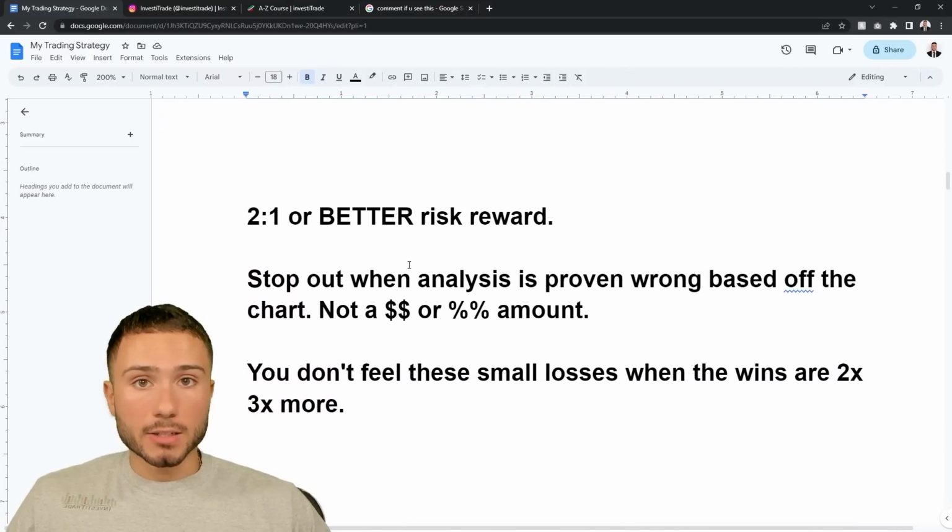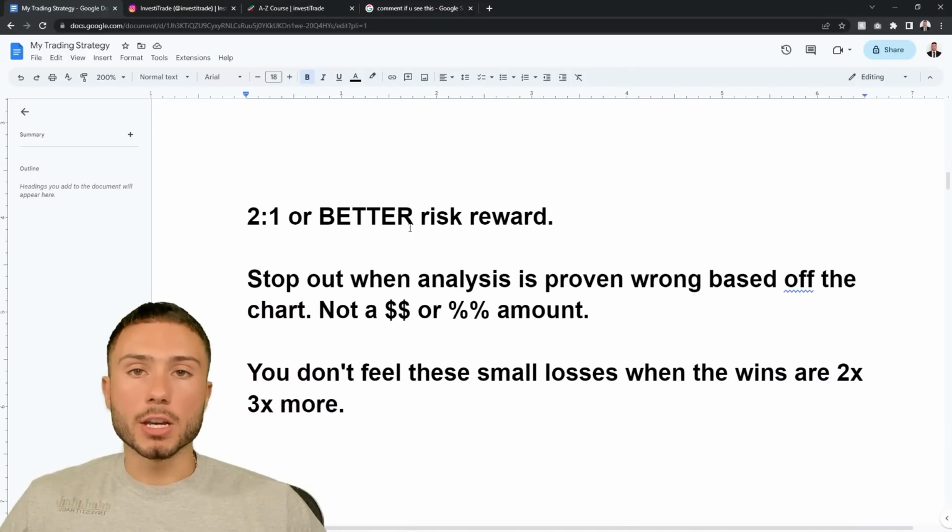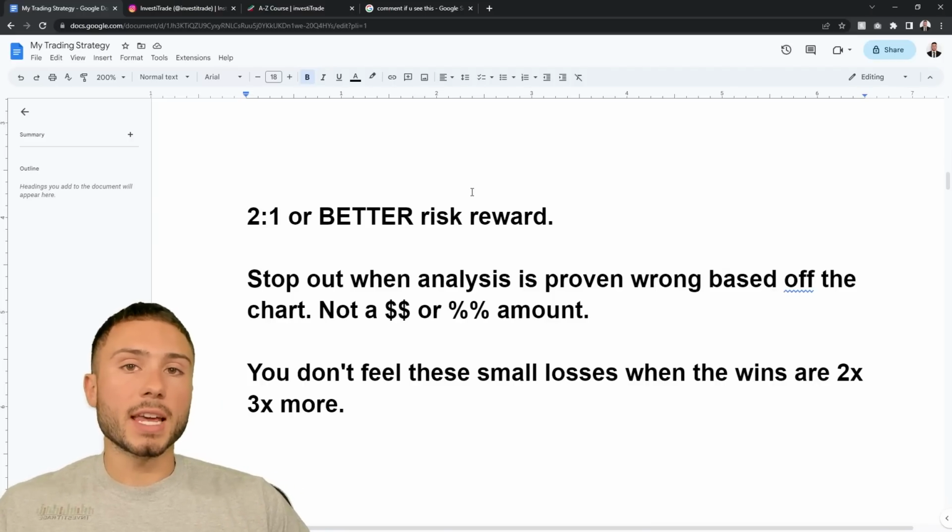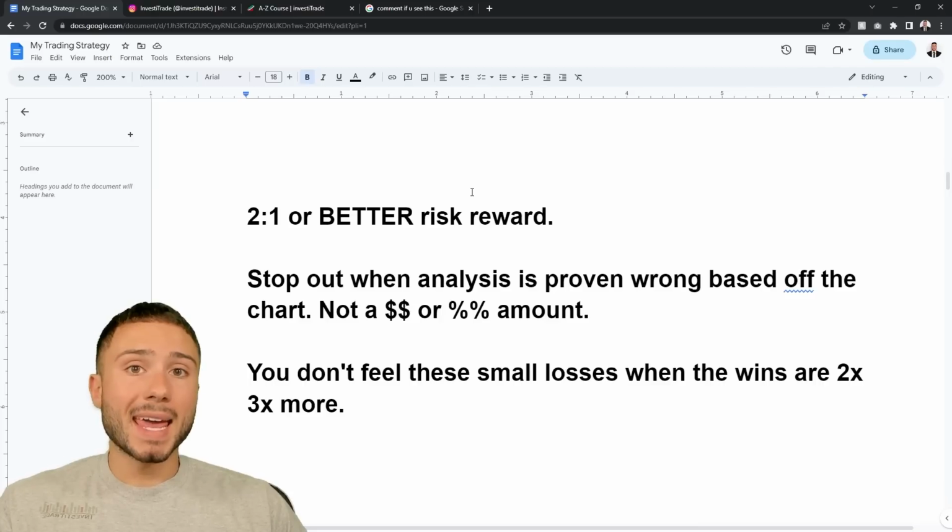Now, risk management is the most important aspect to any trading strategy. You should not be taking any trade that is lower than a 2-to-1 risk to reward, meaning you are risking $1 to make at least $2 or more. 3-to-1 is better, 4-to-1 obviously is much better. However, I will take any trade above 2-to-1.